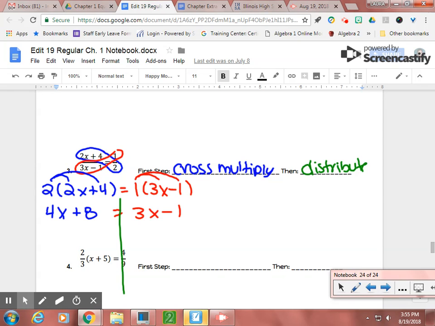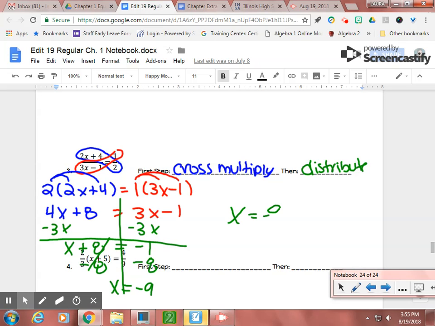Now I just want to solve this. All of my variables to one side. So I'm going to move this 3x. So now I have x plus 8 equals negative 1. Now I need to subtract the 8 to get rid of it. So I have x equals negative 9. And that's your answer.